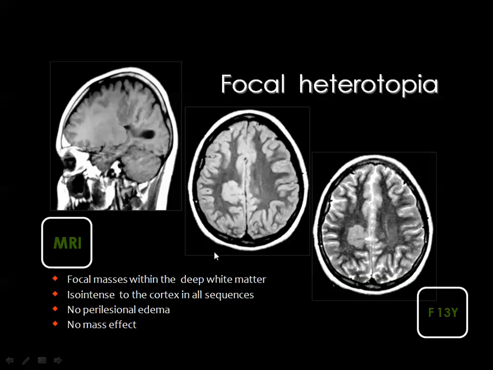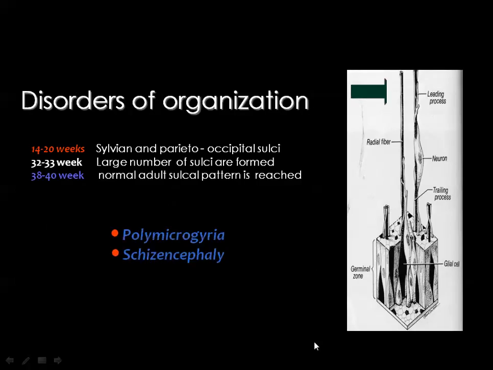Where a collection of cells will accumulate within the white matter, forming a mass, and this mass will also show the same signal intensity as the cortex in all pulse sequences. This mass is not surrounded by edema, it does not exert any mass effect, and it does not show contrast enhancement.